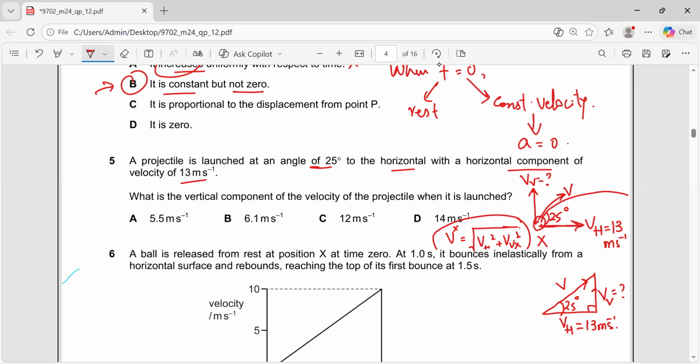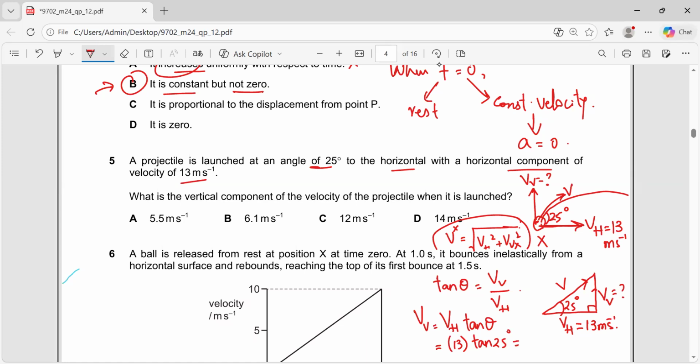I need the vertical component, परपेंडिकुलर वाला पार्ट चाहिए, बेस है और एंगल भी है. So can I use tangent theta for this? Tan theta is equals to perpendicular over base, like vertical component over horizontal component. So if I need the vertical component, this will be equals to what? VH tan of theta. And this will becomes what? VH किसके equal है? 13 tan of 25 degrees.